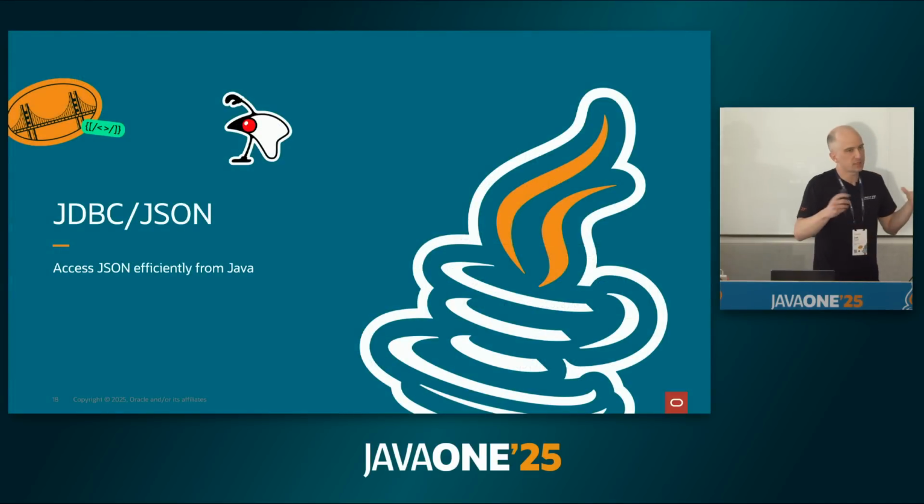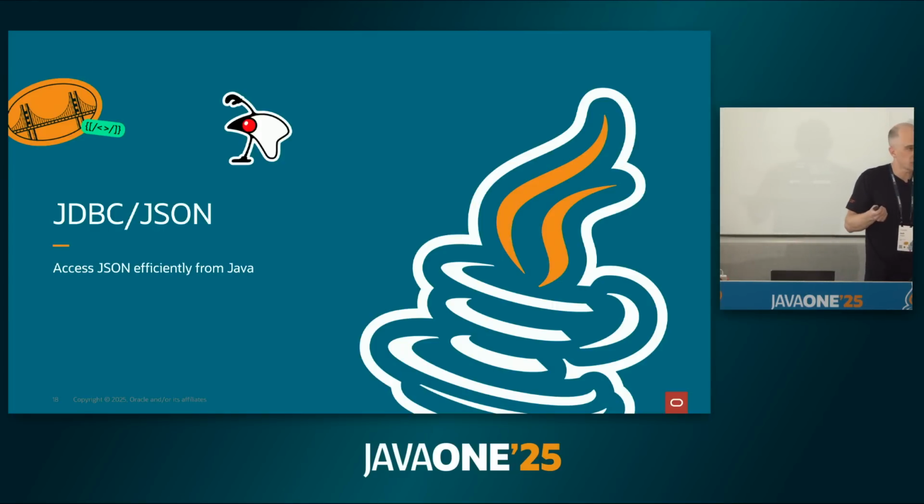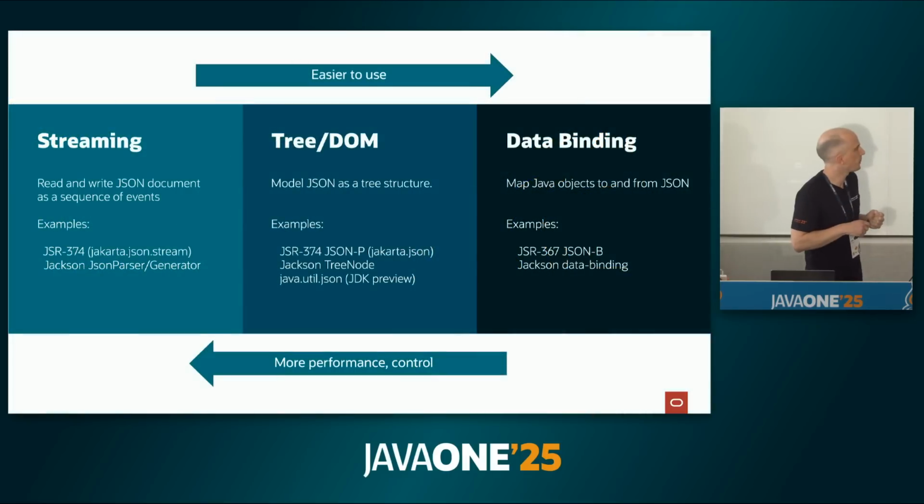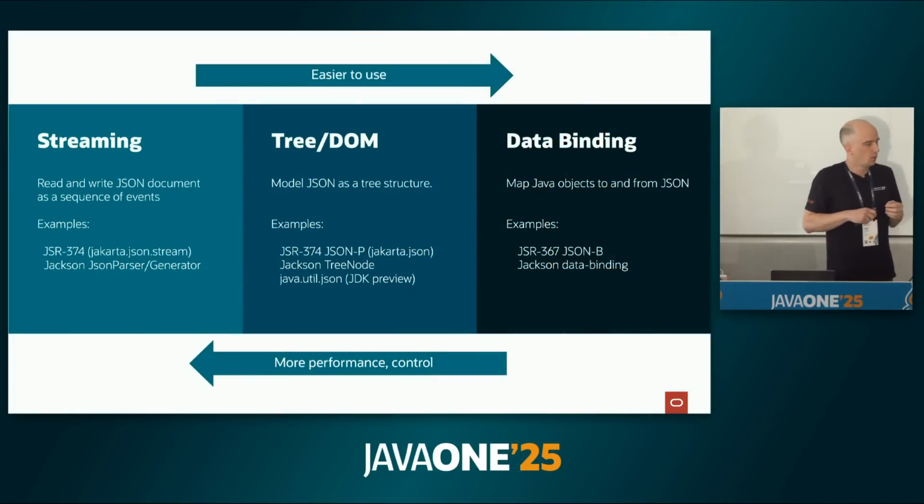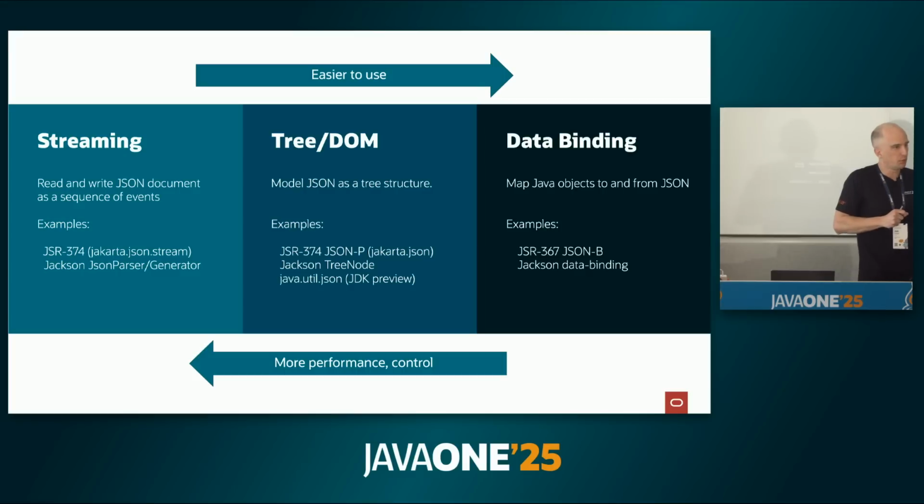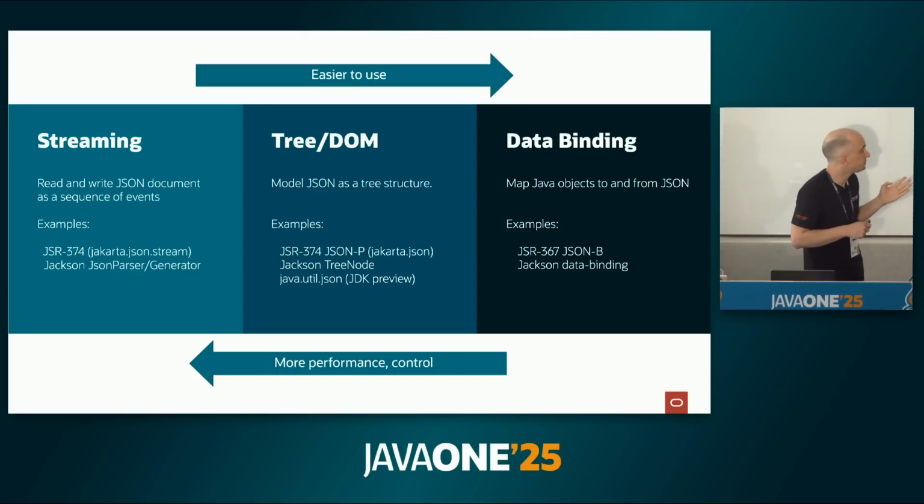So that kind of sets the stage for the rest of the talk, which is all about Java now. I'm going to talk about the different ways that you can access JSON from Java and what we're doing in the context of OSON, this binary format, to make those APIs more efficient. So when you're working with JSON from a Java program, normally the APIs you're using to access that fit into one of three categories.